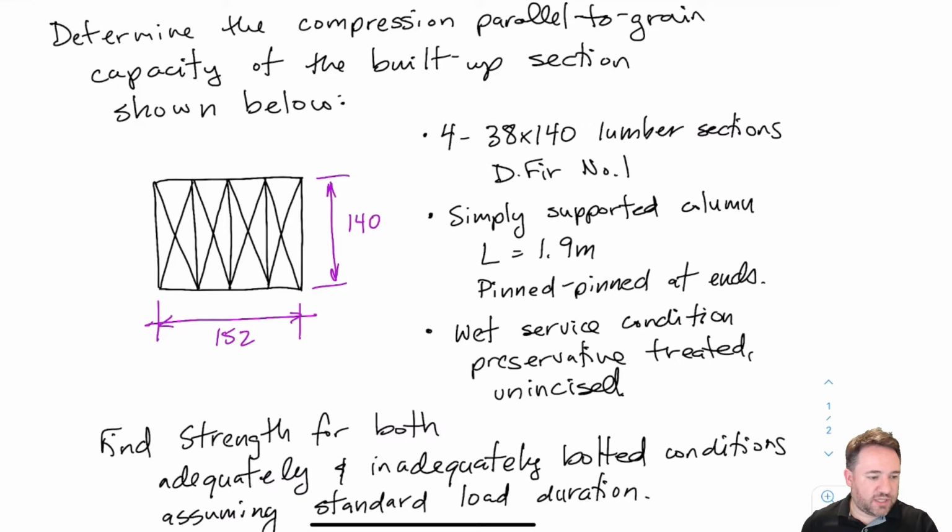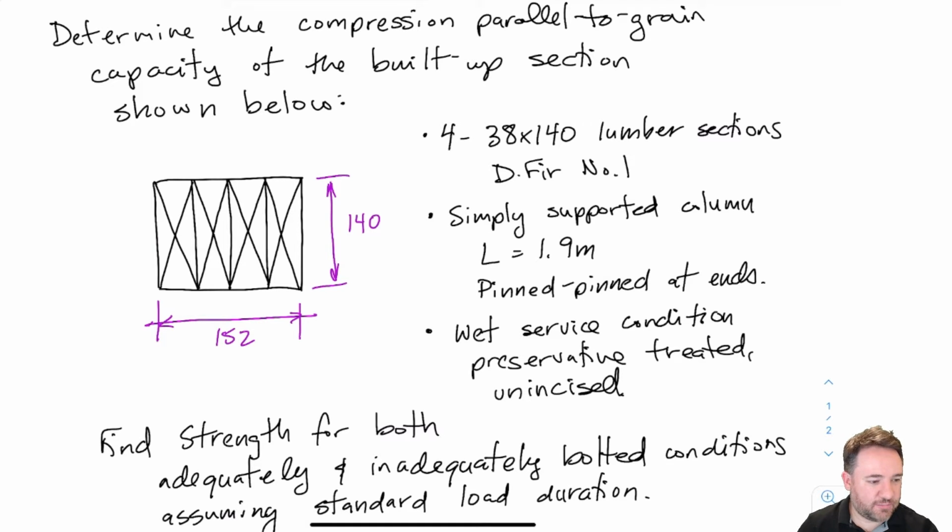We are assuming that the column is 1.9 meters long, so not very long, pinned at both ends. So we have a pin at the bottom and a pin at the top, so basically simple support for this column. It's going to bend in a K=1 type of buckling shape. It is in a wet service condition and preservative treated, unincised. So that will tell us our KS and KT factors.